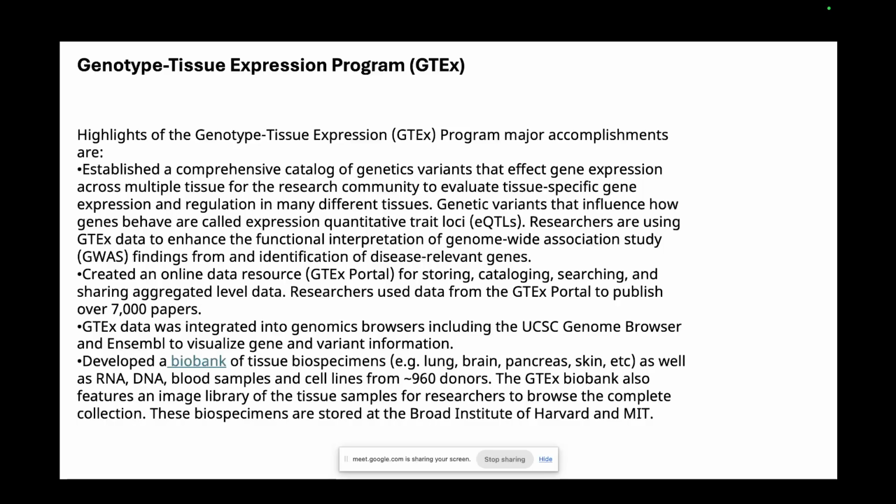So the idea of the GTEx project is to find expression quantitative trait loci. What are these? These are basically variants that contribute to differences in, or influence, how genes behave and how the expression of the genes will change. That was the goal of this particular project.